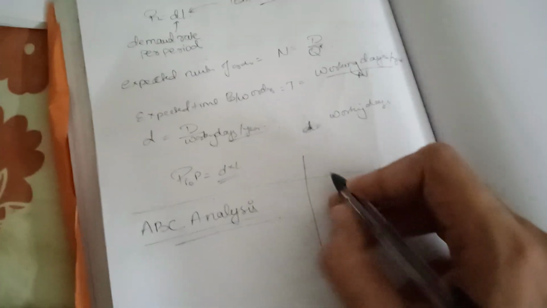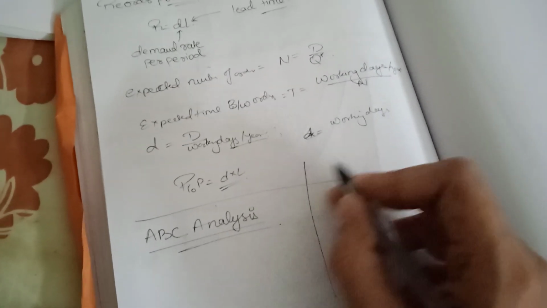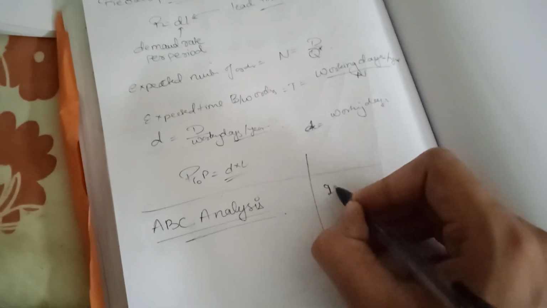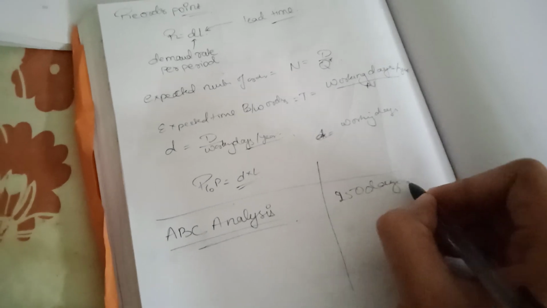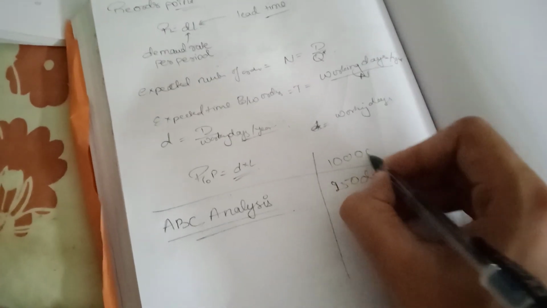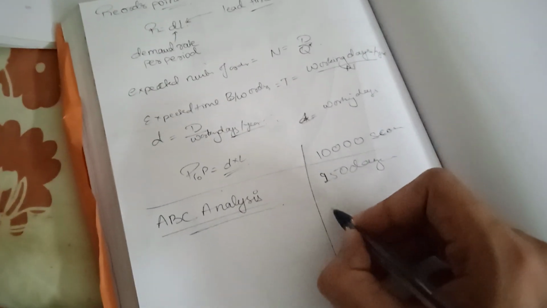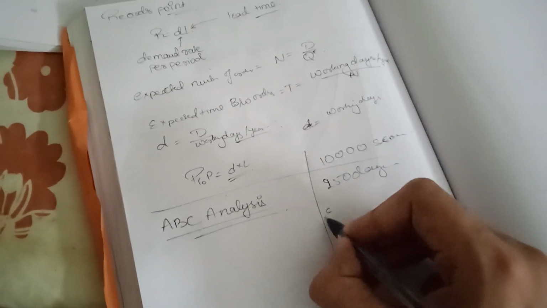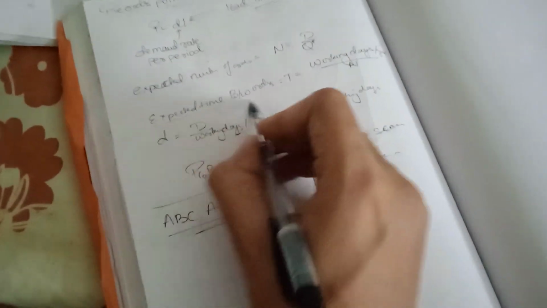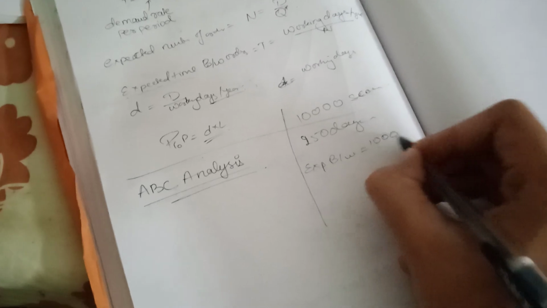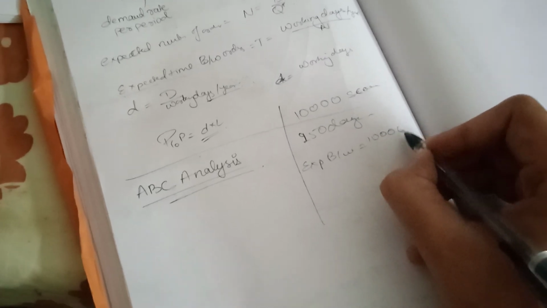So here we can take one example. Suppose the working days per year is 250 days, we are working for 250 days, and suppose we are selling 10,000 scooties. Here I am talking about the expected time between orders: I am selling 10,000 scooties in 250 days.